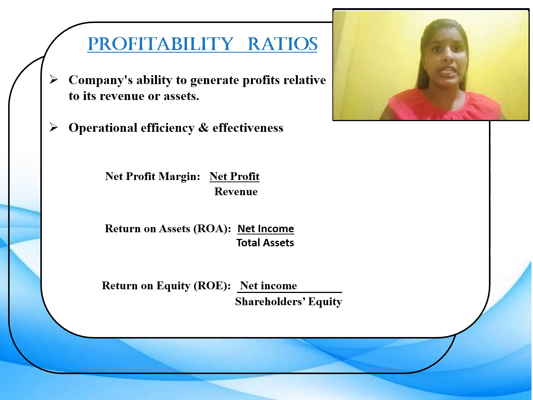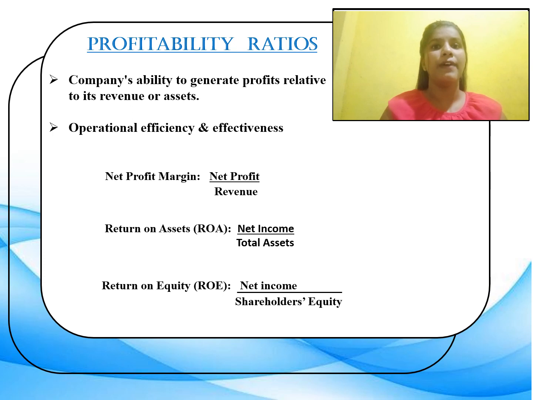Net profit margin is a measure of the difference between the interest income generated by a bank and the amount of interest paid out to depositors and other creditors, relative to the average interest-earning assets held by the bank. We can calculate it as net profit divided by revenue.